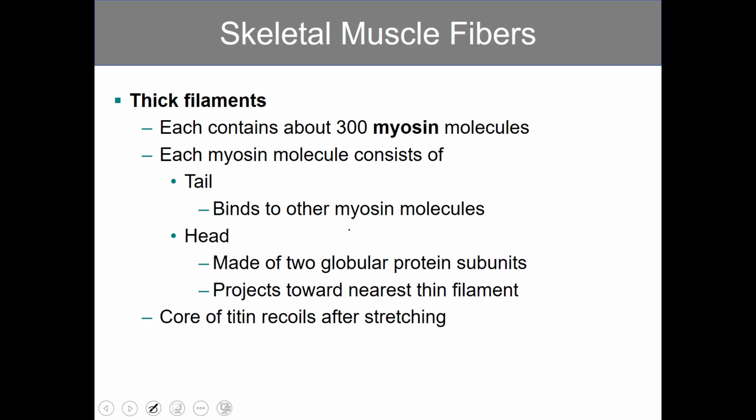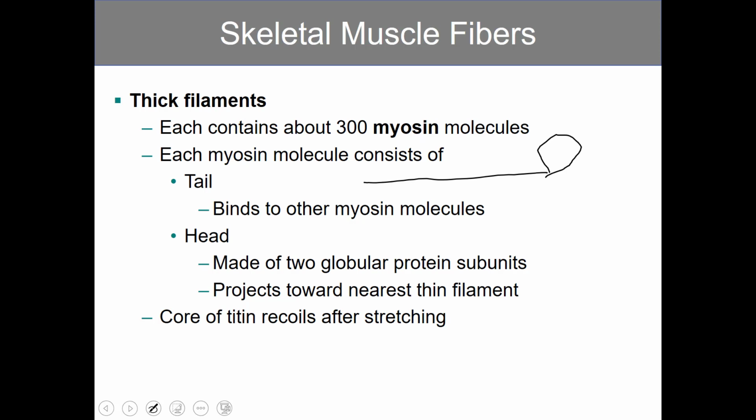Now that we've covered actin, let's look at myosin. The thick filaments, which are predominantly myosin, contain hundreds of myosin molecules. Each myosin molecule contains a tail and a head. It often, to me, looks like a golf club.